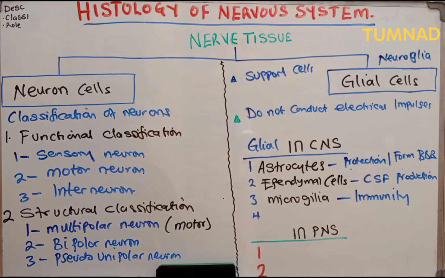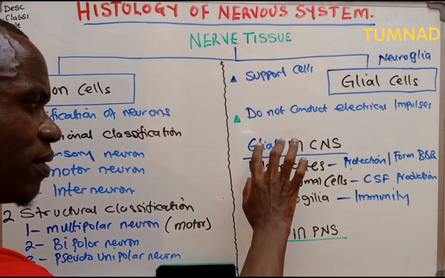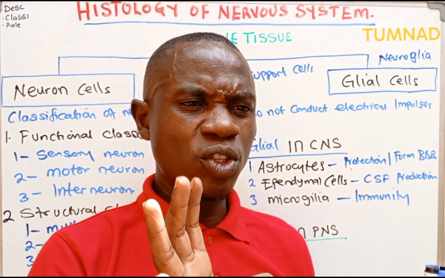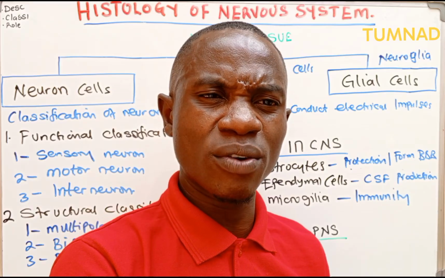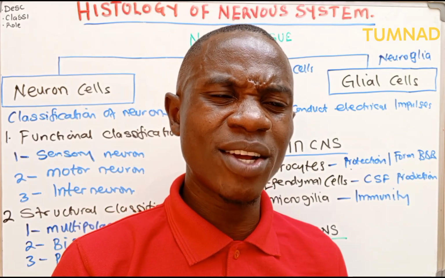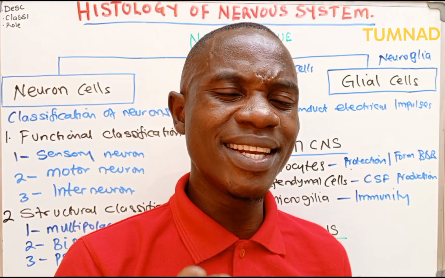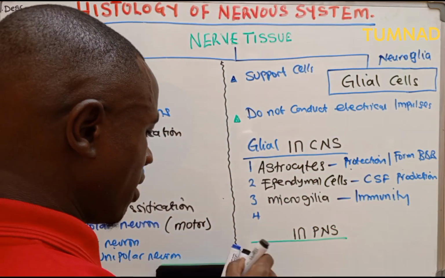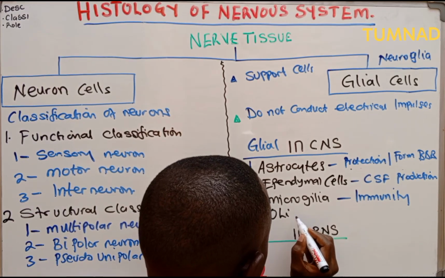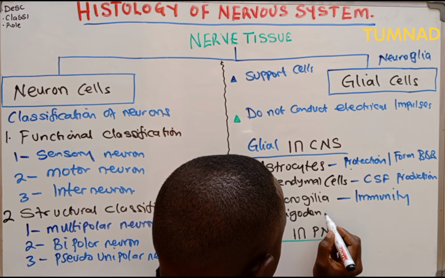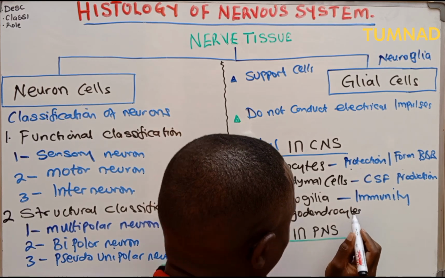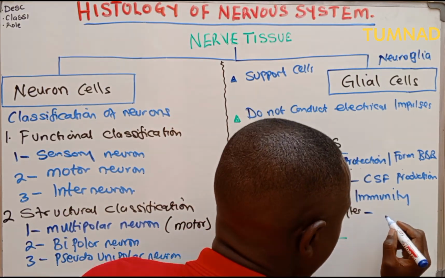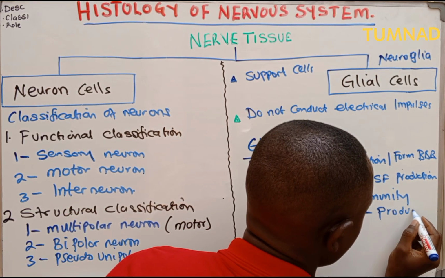Okay, so now what other cells are part of the glial cells and are located in the central nervous system? We have a kind of cell that is going to be myelinating the axons of the different neurons. How do we call the kind of cell that produces the myelin sheath in the central nervous system? It's what we call oligodendrocytes. Okay, this cell is what we call oligodendrocytes.